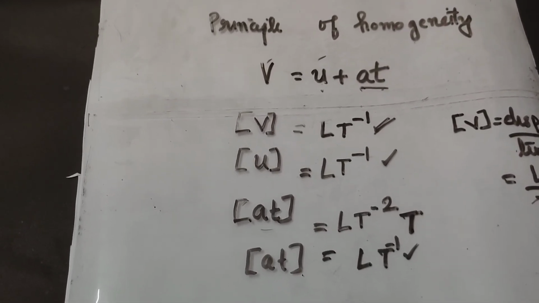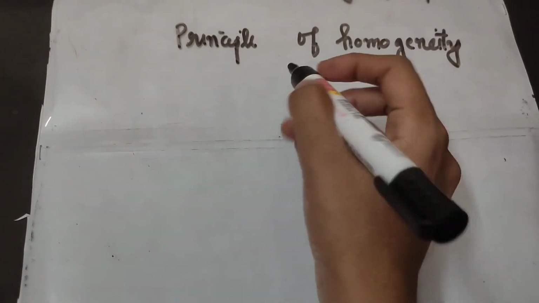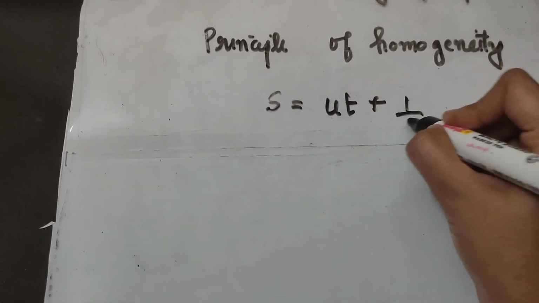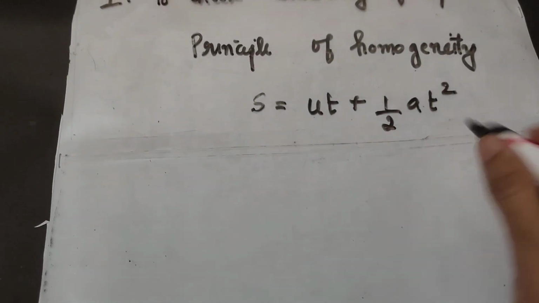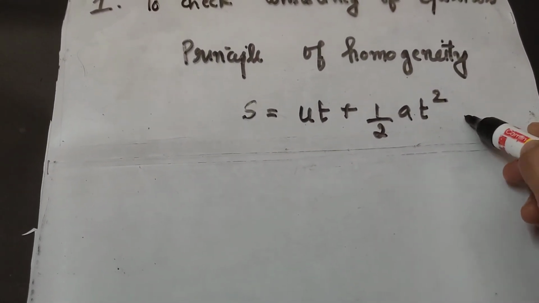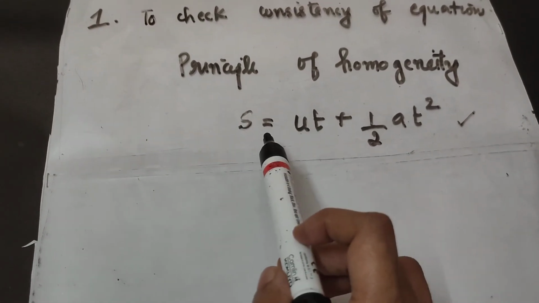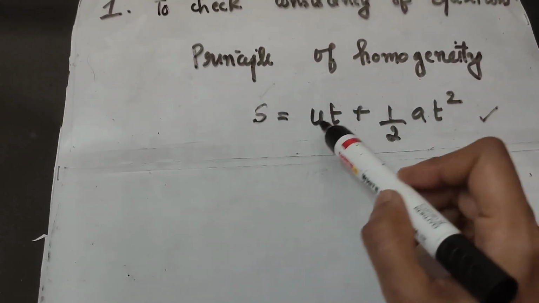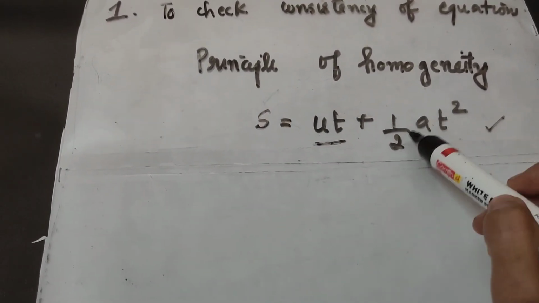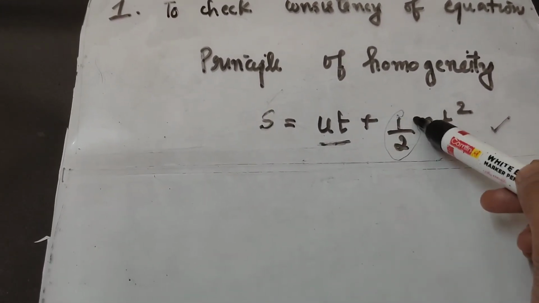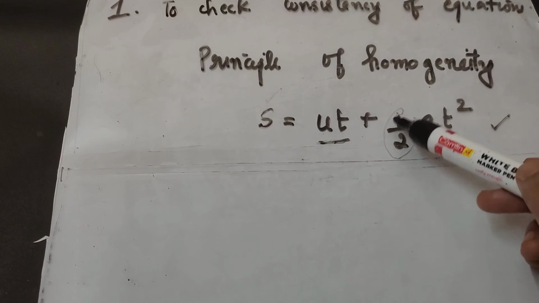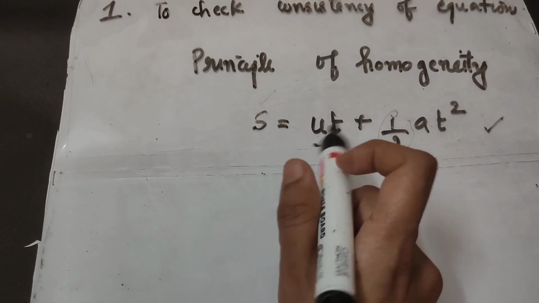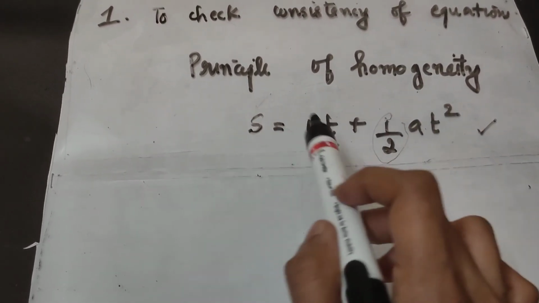Let us take another example. s is equal to ut plus half at square. Let us check the consistency or the correctness of this equation. As you can see, this equation has three terms. One is s, the second term is ut, and the third term is half at square. But half is a number, so we don't want to bother about this half. So to check the consistency of this equation, we have to write down the dimension of these three terms.